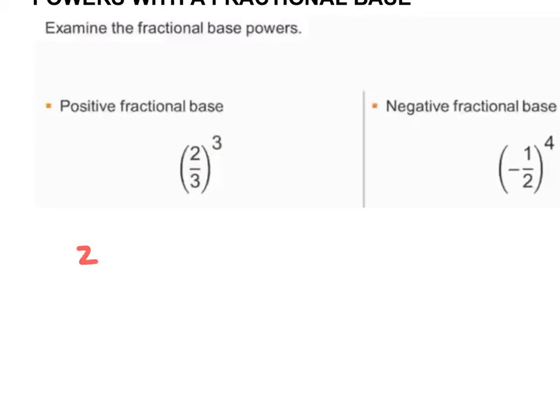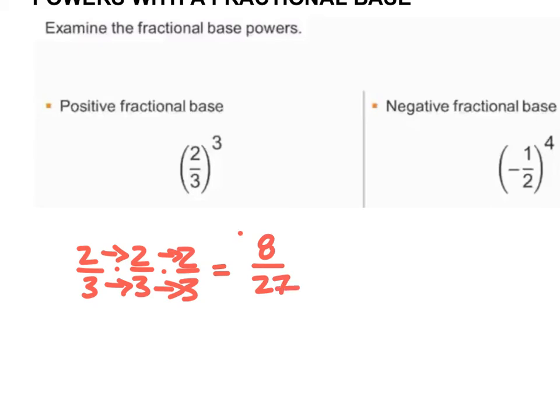I can write this as 2/3 times 2/3 times 2/3. When I multiply fractions, I simply multiply across. So I'm going to do 2 times 2, which is 4, times 2 again is going to give me 8. 3 times 3 is 9, times another 3 is going to be 27. And that's all I'm doing. Same thing as before, except now we have fractions.